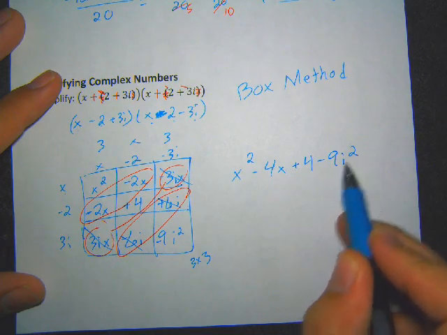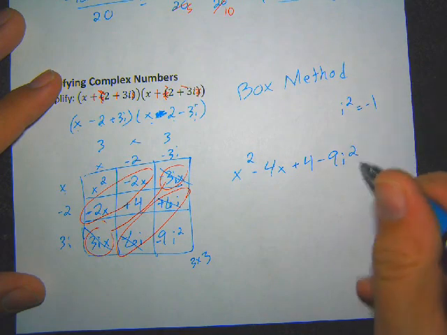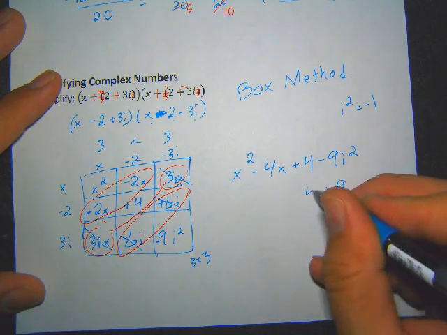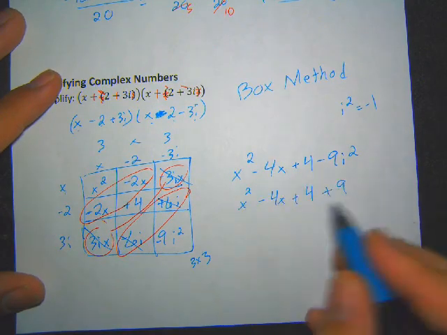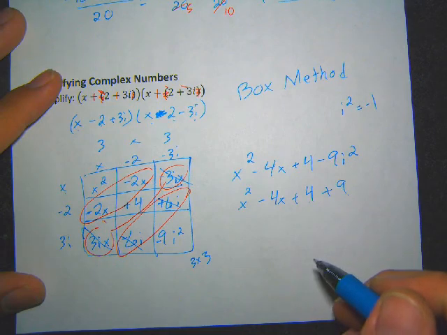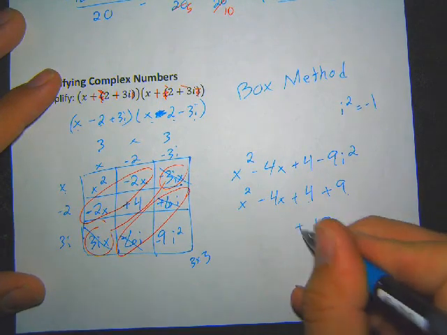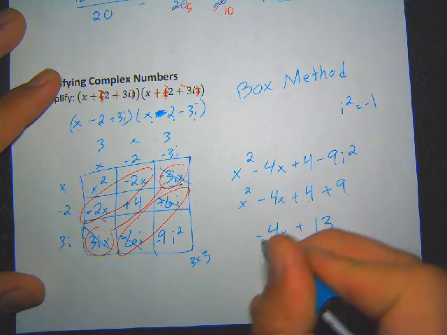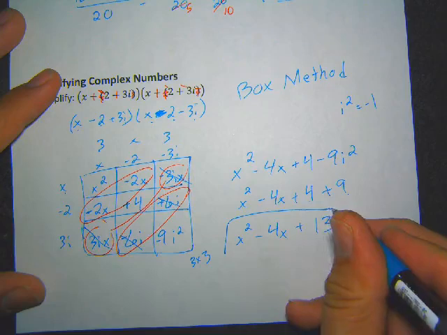Notice, again, i squared is -1. So I can rewrite this as plus 9. So we've got 4 plus 9 with a -4x and an x squared. And now, since these are both just nice whole numbers, real numbers, I can add those together. 4 plus 9 gets 13. So my final answer to this is going to be x squared minus 4x plus 13. It's going to look like that.